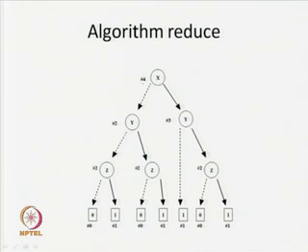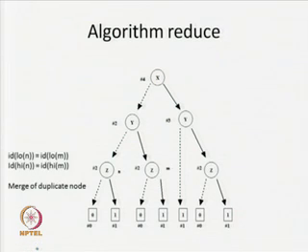So, we are starting from the terminal nodes and following the bottom up approach, coming to the root node, and we have labeled all these nodes. Now, next is the merging of duplicate nodes. If ID of low n is equal to ID of low m and ID of high n is equal to ID of high m, this is the scenario where we are going to merge them. So, merging of duplicate nodes, in this case these 3 nodes will be merged together.